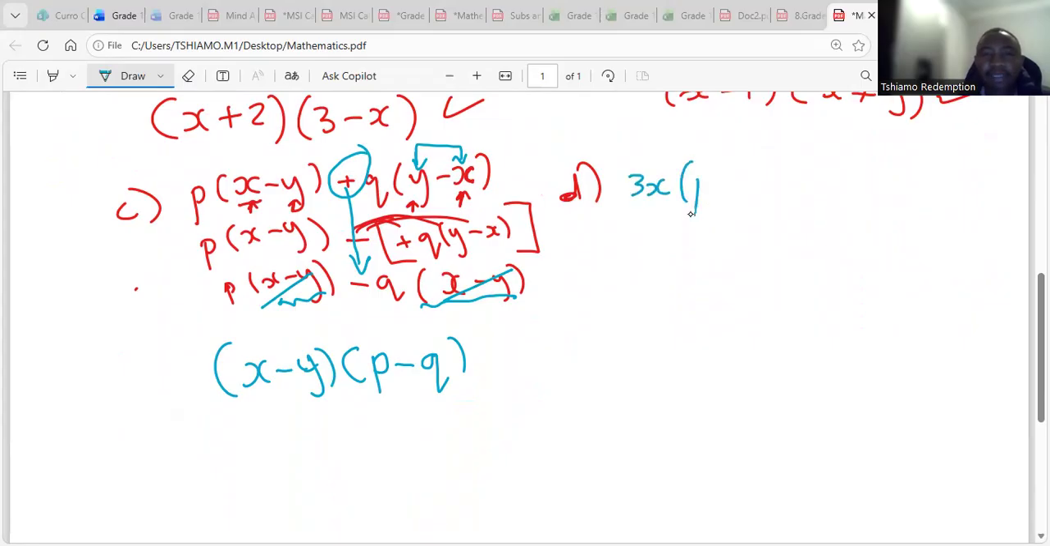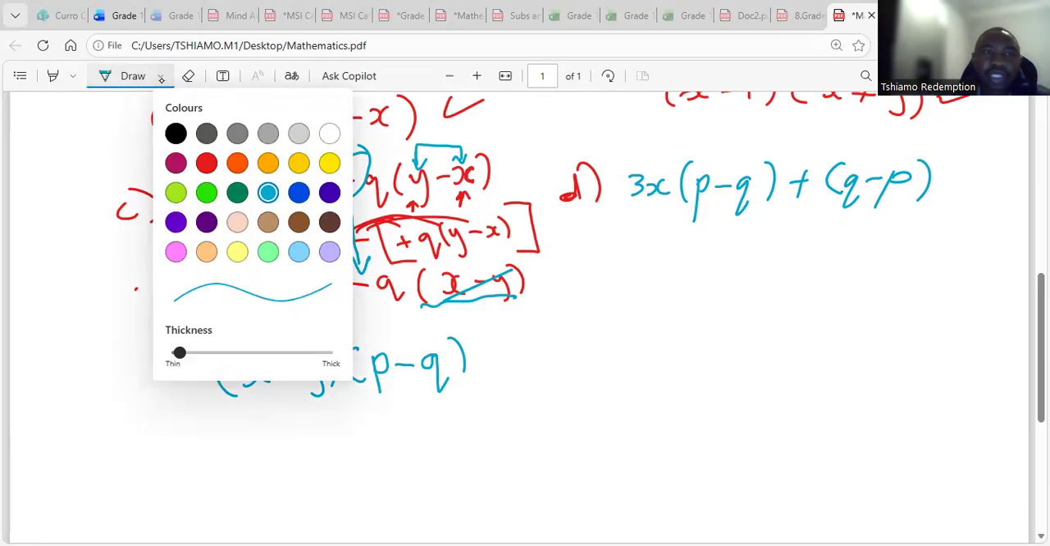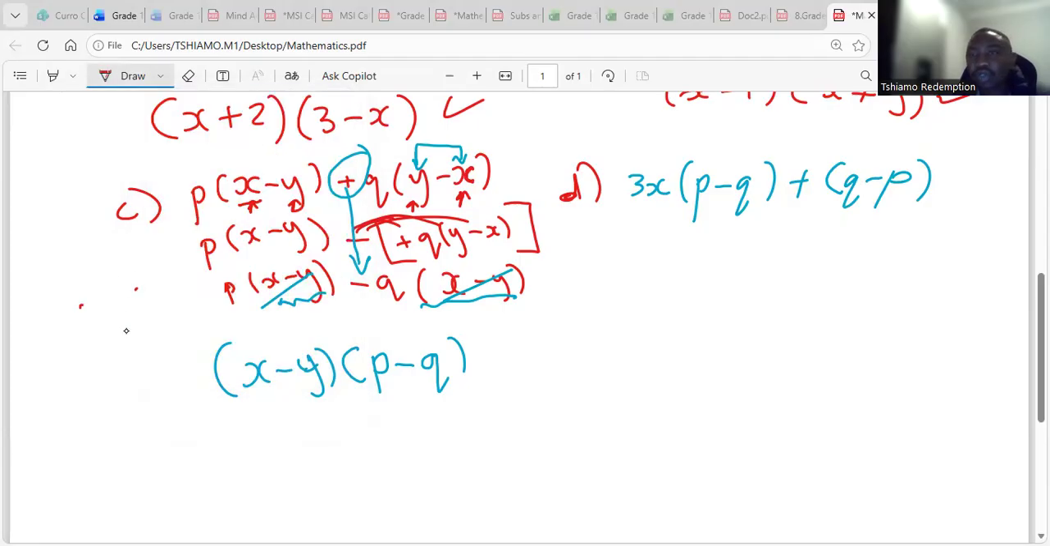So let's try something here. Let's try 3x(p − q) + (q − p). Okay, let me move this a bit up there. Yeah, let's look at that question. So what did we say there? Once you see that the terms are the same, but the signs are different, you introduce what we call a sign change. The sign change is going to be 3x(p − q), this stays the same.